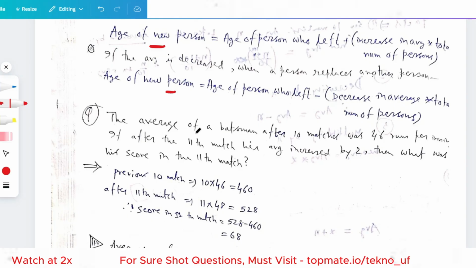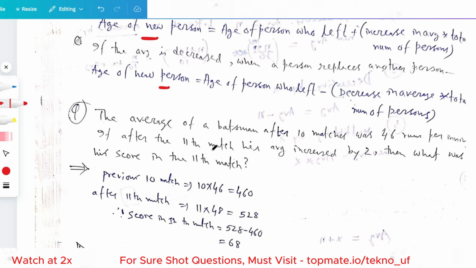So here let's see the average of a batsman. This is a real question. The average of a batsman after 10 matches was 46 runs per innings. If after the 11th match his average increased by 2, then what was his score in the 11th match? So basically the previous 10-match average was 46, right? So what is the total run he achieved? That is 46 times 10, that becomes 460.